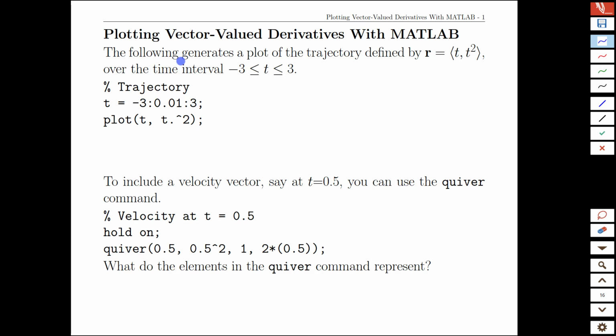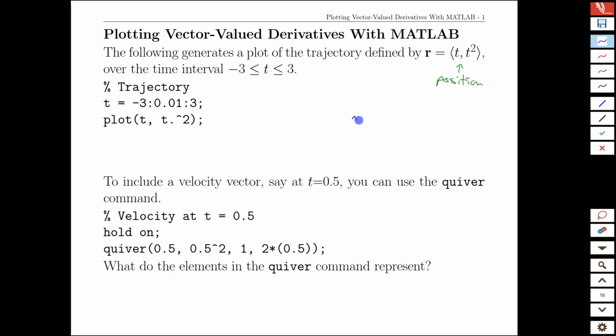In this video, we're going to try to get a graphical sense for what we mean by the derivatives or the velocities if we're imagining a vector-valued function like r defining a trajectory. So we're going to start with our example here with the position defined by t and t squared for the x and y components.